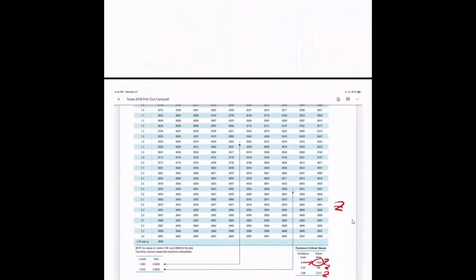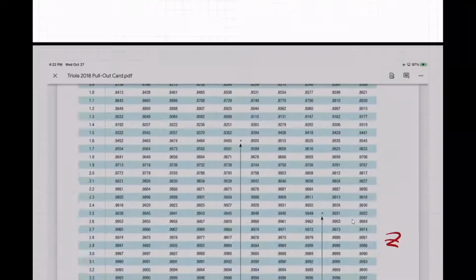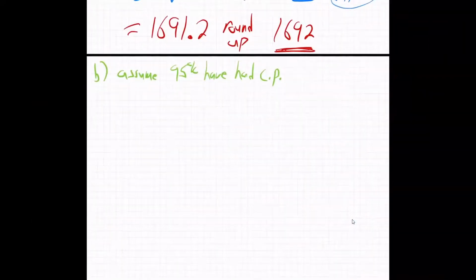Well, that means when we go to our formulas, now we're going to use the one that says P hat and Q hat are known. See, they're changing our formulas because now we're assuming we know what the P hat and the Q hat are. P hat's about 95%. So it changes the game a little bit. So we use a different formula.